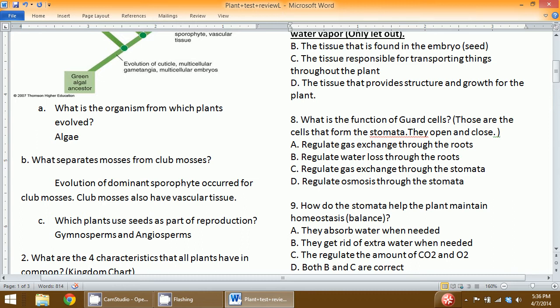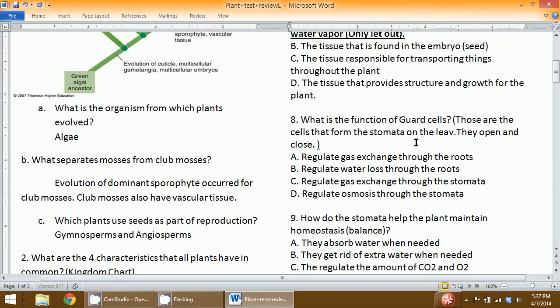So they will regulate gas exchange through the roots. No. Let's add that. They form the stomata on the leaves, not in the roots. Mostly on the underside of the leaf, actually, where there's not much light to evaporate too much water. They regulate gas exchange through the roots. No. Regulate water loss through the roots. No. Regulate gas exchange through the stomata. Yes. And that's it.